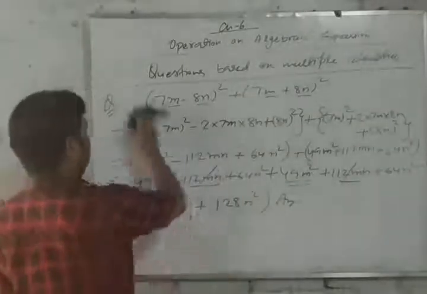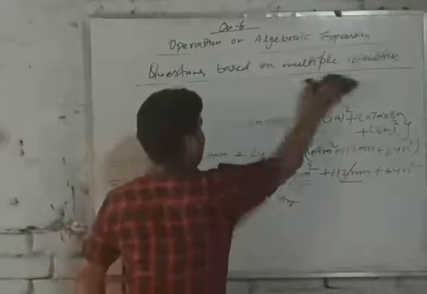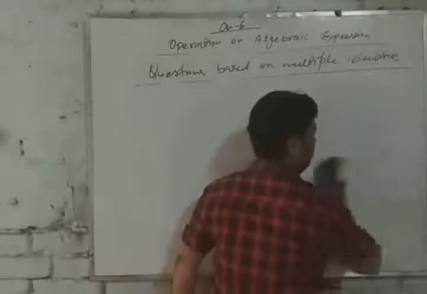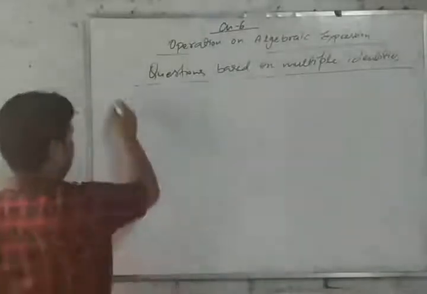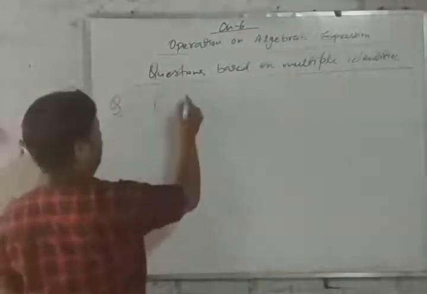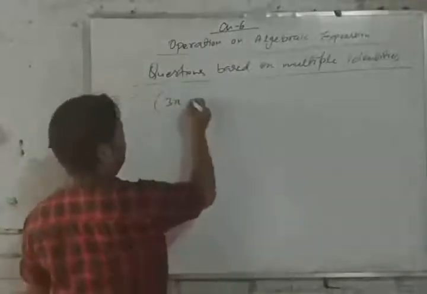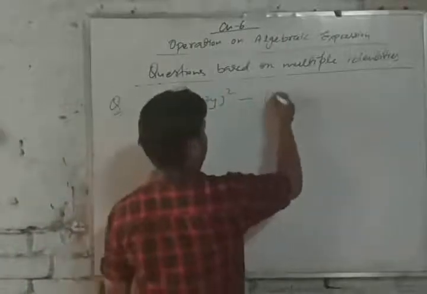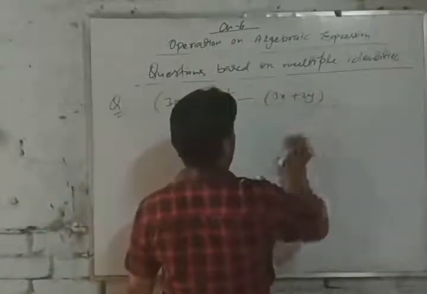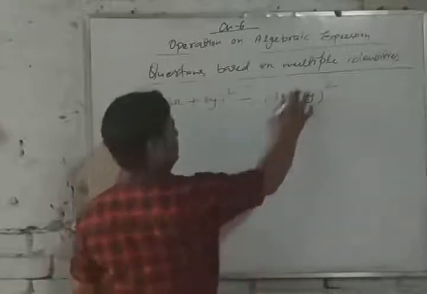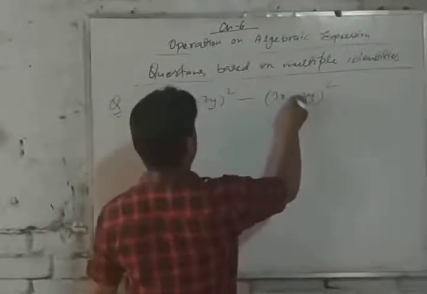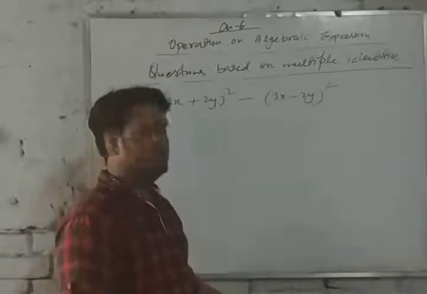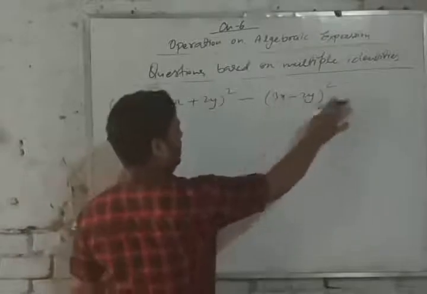Now dear, let's solve one more question. Let's see the question. The question is: (3x plus 2y) to the power 2 minus (3x minus 2y) to the power 2. Okay. Now here you can see that again both are different.